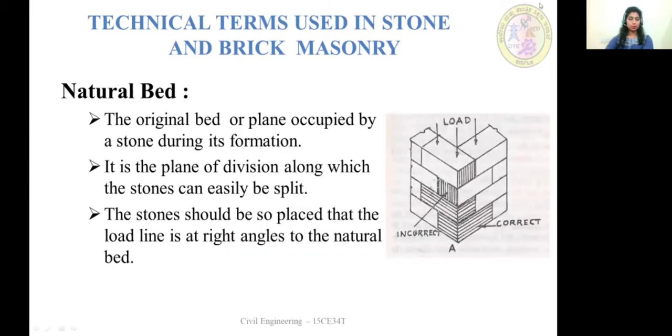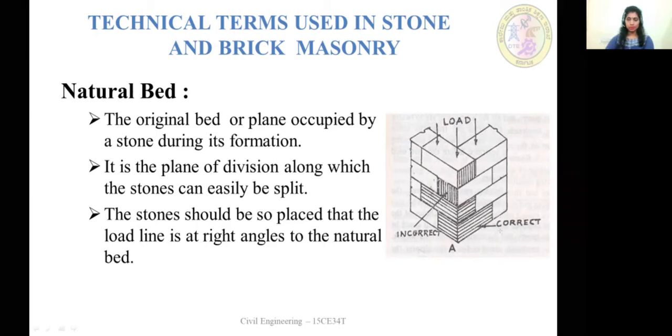Next topic is technical terms used in stone masonry and brick masonry. These are some of the common terms used in masonry. Let us see them one by one. Initially, I'm starting with terms used in stone masonry. First term is natural bed. Basic term: the original bed or plane occupied by a stone during its formation. It is the plane of division along which the stones can easily be split.